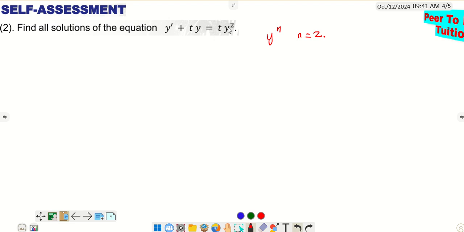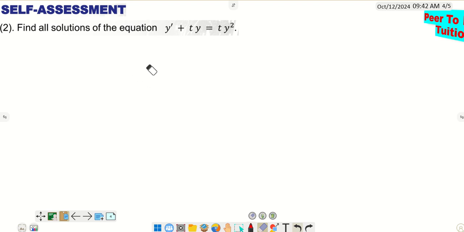So because of n being 2, remember in our first discussion we said that for a Bernoulli equation, n shouldn't be equal to 1 and n shouldn't be equal to 0. So this one, because y is to the power 2, it makes it a nonlinear differential equation, and this is a Bernoulli equation.